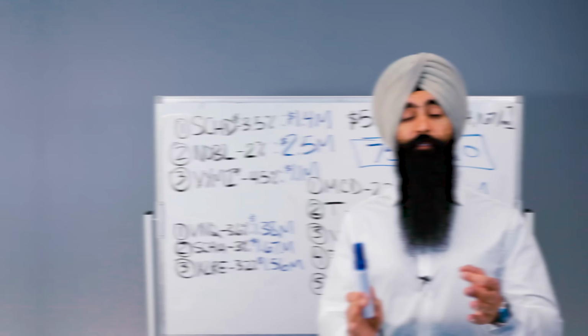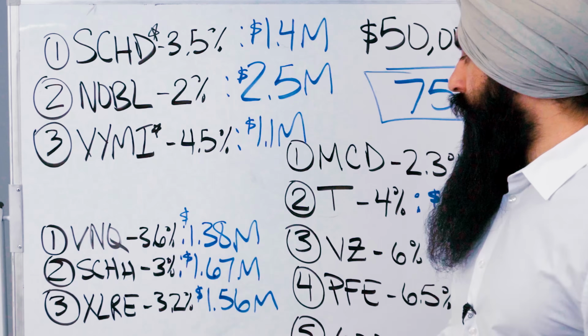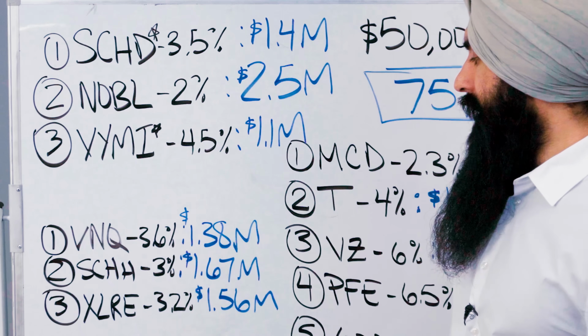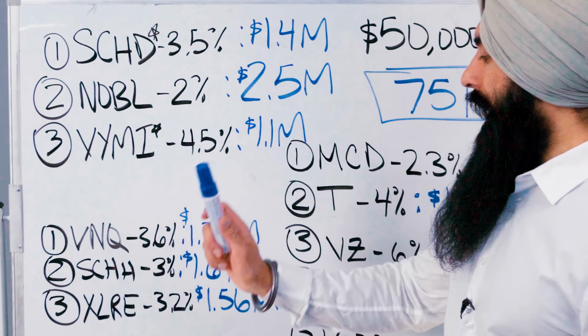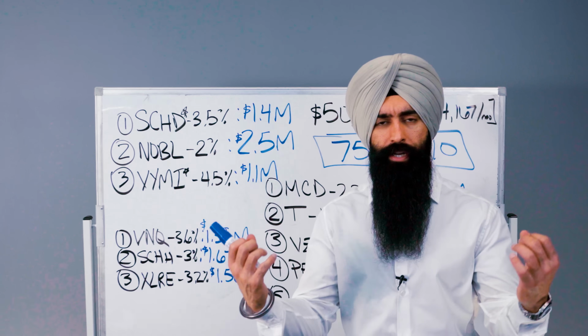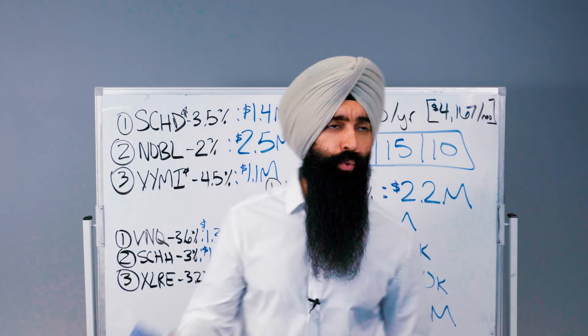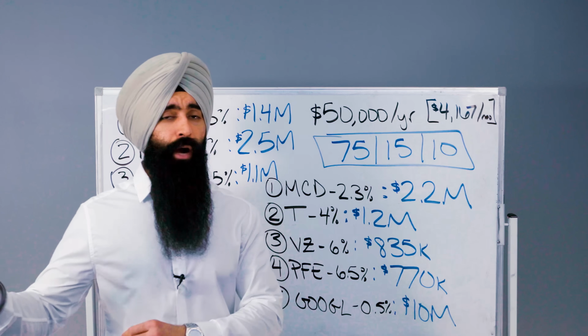So let's do some math. If you wanted the $50,000 today, you would have to invest $1.38 million into VNQ, $1.67 million into SCHH, and $1.56 million into XLRE. Again, the goal isn't to have the $1 million today, it's to slowly work your way there, because if you know this is your goal, now you can start attacking.